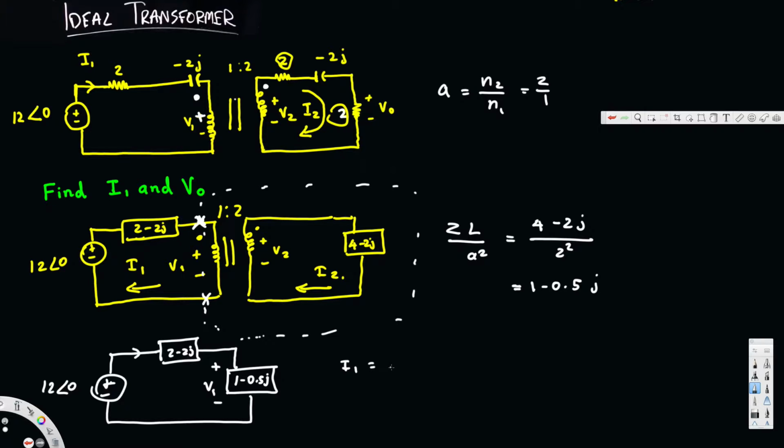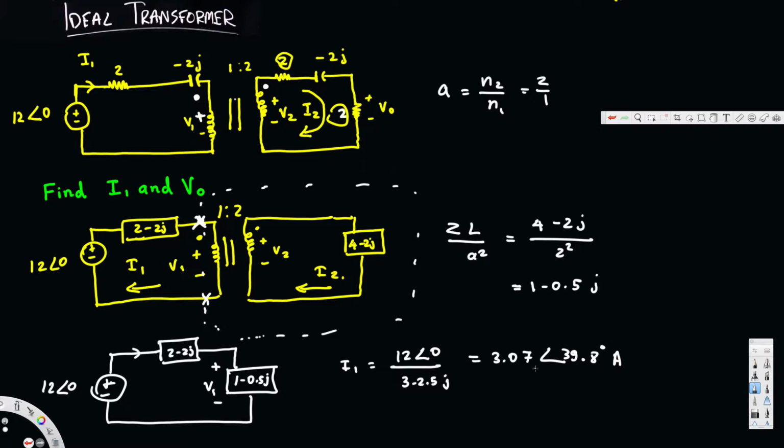The current is basically the voltage divided by the impedance. Voltage is 12 angle 0 divided by the impedance, that is, if you add two of them together, 3 minus 2.5j. And that gives us 3.07, and the angle is 39.8 degrees, ampere. This is our current.